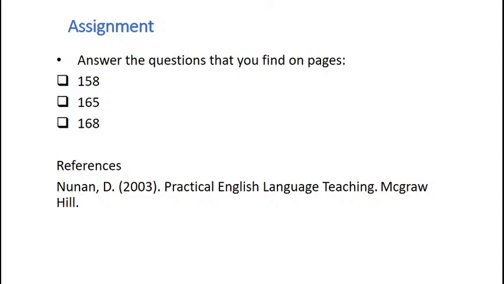Okay, so that is all about principles of teaching grammar, as well as some techniques and tasks to be followed in classroom. You have an assignment indeed. On page 158, 165 and 168, you have some questions. And of course you know that we are using the book by David Nunan, Practical English Language Teaching. So the questions that you find on these pages, you have to read just the preceding extracts, preceding pages, and you have to answer on your own the questions. And I will give you an assignment in the assignment section on Edmodo, where you have to write answers to the questions that you find on these pages.